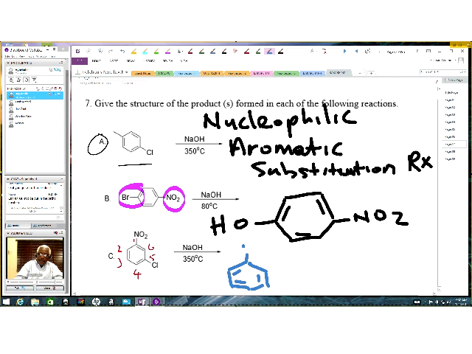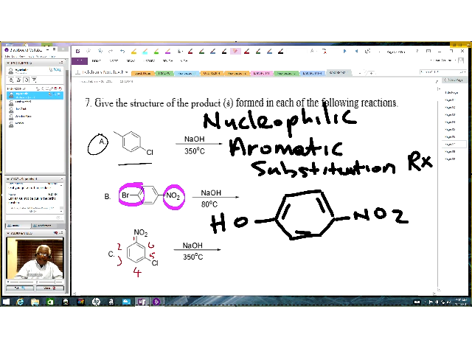If you have this here, either bromine or chlorine, in the ortho position relative to the electron withdrawing group, okay, you also will get nucleophilic aromatic substitution, in which all you are doing here is replacing the bromine or the halogen with a hydroxy group, okay? And that is essentially what you're going to get here.